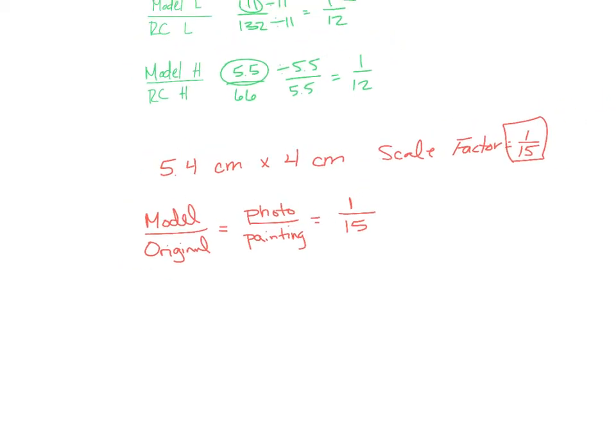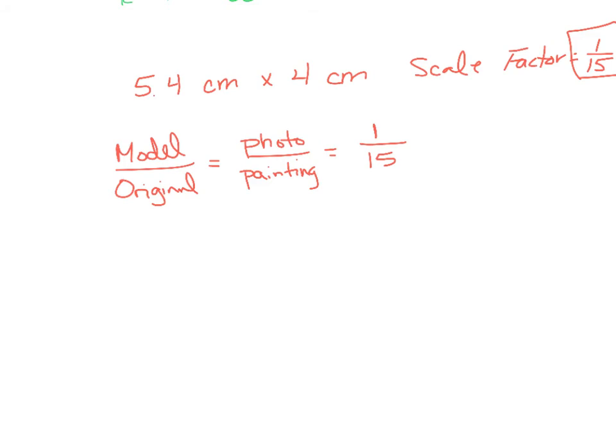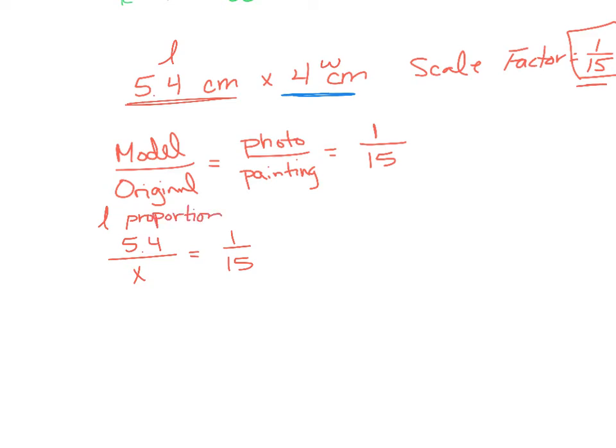So now we're going to set up two proportions, all right? The first proportion we're going to set up is 5.4. We're going to take this number here and do 5.4 over x equals the scale factor of 1/15. And then we're going to set up another proportion, and with that proportion we're going to use the width of the picture. So this is the length and this is the width. Okay, so we're going to set up a length proportion, and then we're going to set up a width proportion.